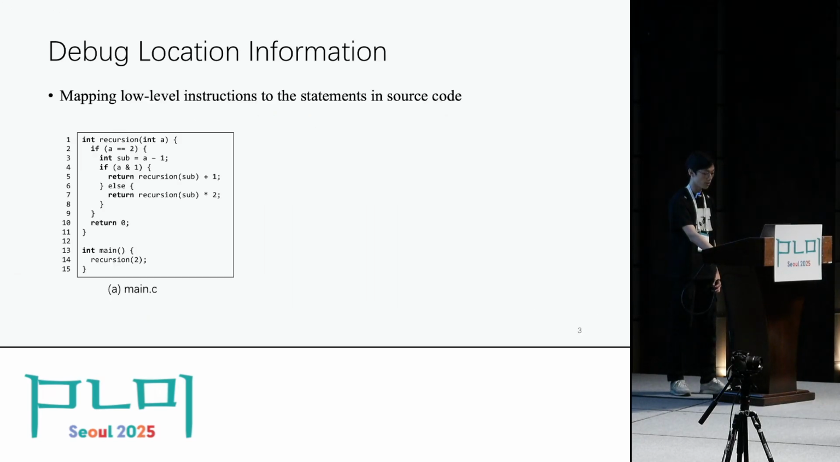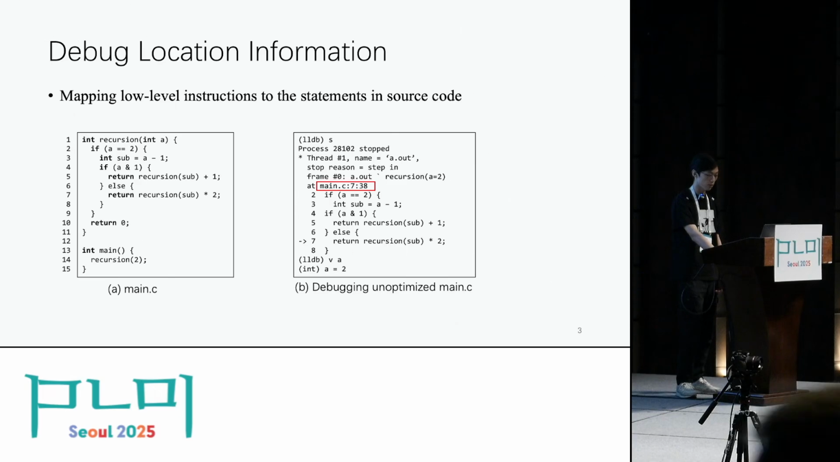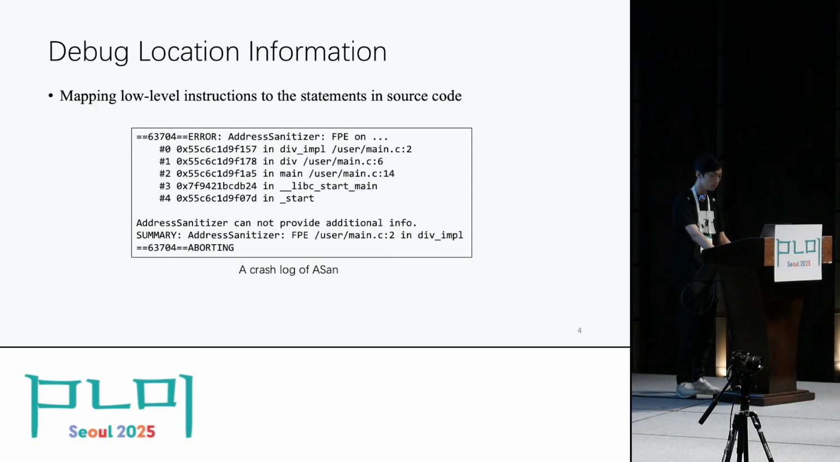Debug location information, one important kind of debug information, maps low-level instructions to the statements in source code. For example, assuming we have the following C code and compile it with the flag -g, when debugging, the debugger could show where the program reaches, reading the debug location information embedded in the binary, and show the corresponding source code through a simple mapping process. Another example is that when running programs instrumented by AddressSanitizer to find memory bugs, AddressSanitizer uses debug location information to report where the program crashes.